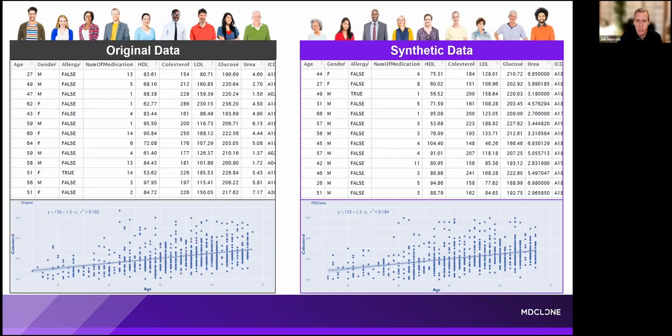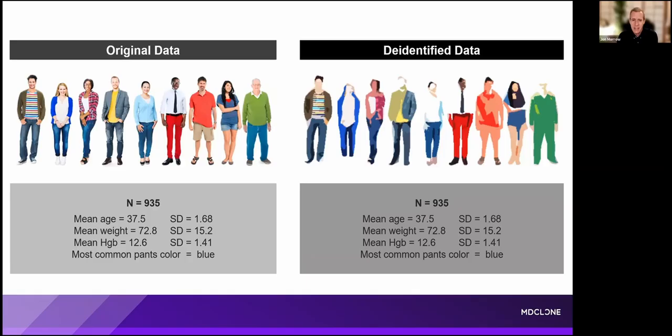And especially when you look at outliers, you'll see that the outliers are not reproduced. And that's important for reasons that Noah will describe in the second part. Now, that's synthetic data. Let's just compare that quickly to de-identified data, because de-identified data is a concept that's been around longer, and you may be more familiar with de-identified data.